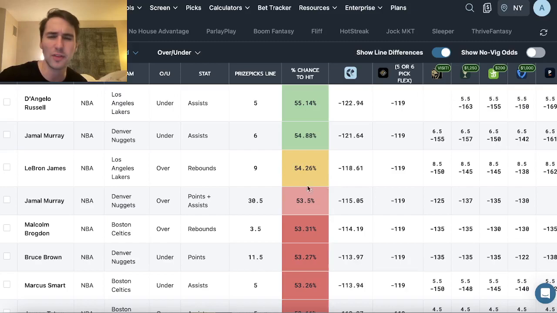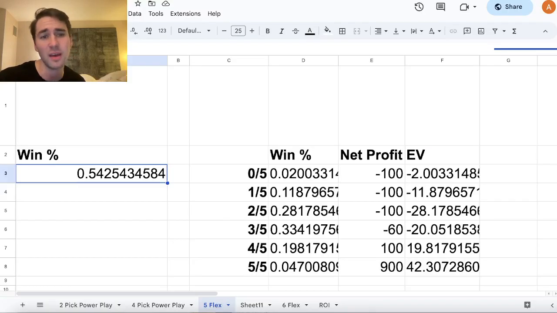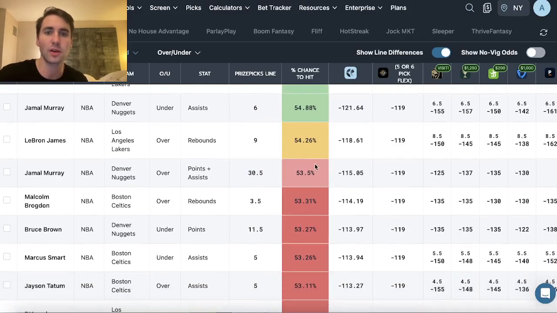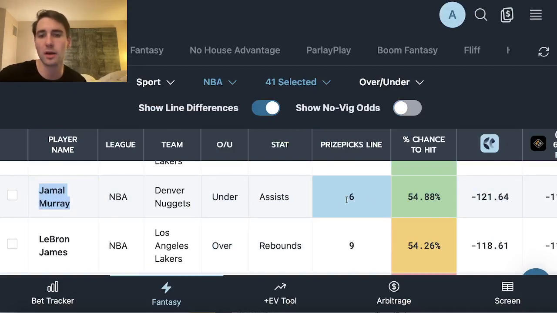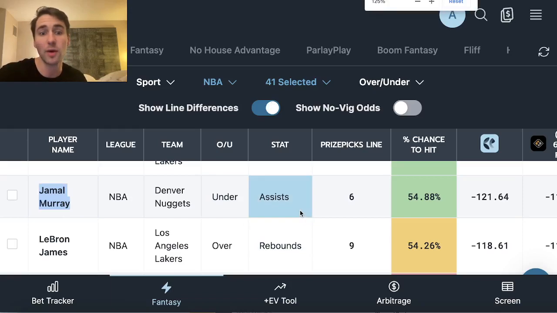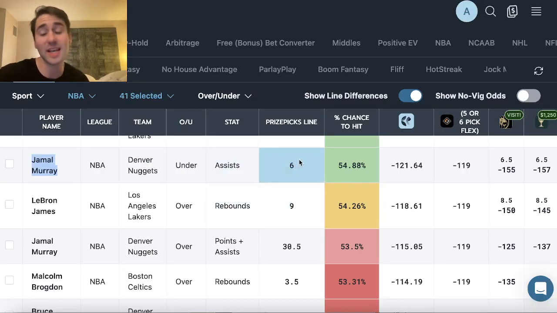So LeBron, this is basically very marginal. So it's in yellow, 54.26%, 54.25%. So it's marginal, right? But essentially what you want to do is just take these picks in green. So you're going to see one of the plays out there that I ended up going with is Jamal Murray under 6 assists. This plays 54.88% to win, right? And again, everything's just based on sportsbook odds. OddsJam just bases everything in raw data, sportsbook odds. So this is the next play that I went with, Jamal Murray under 6 assists, right?